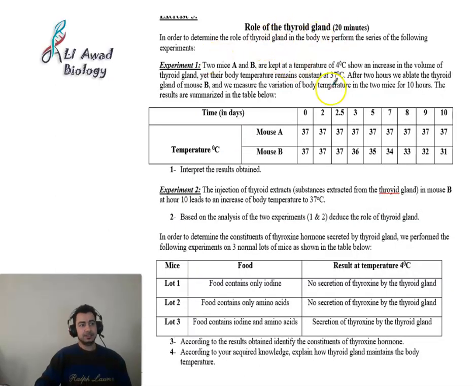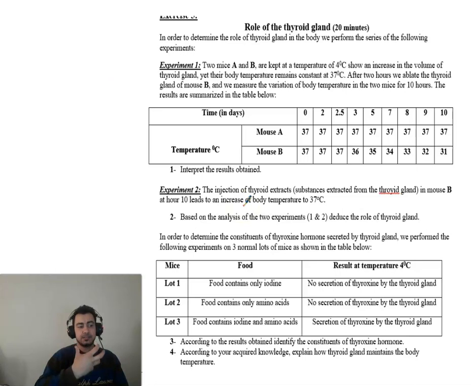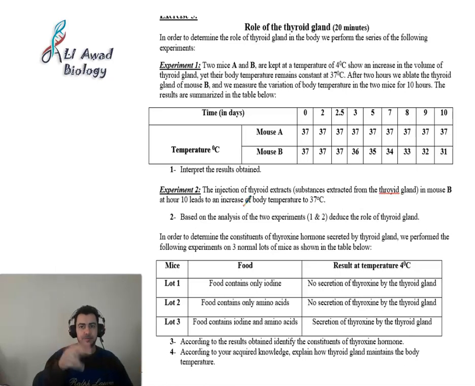Role of thyroid gland. In order to determine the role of the thyroid gland in the body, we performed a series of the following experiments. Experiment 1. Two mice A and B kept at a temperature of 4 degrees Celsius show an increase in the volume of thyroid gland. We put them in a room at 4 degrees Celsius. The thyroid gland starts to swell. Okay, why? Because it is working a lot in order to regulate the body temperature, since the thyroid gland in mammals tries to regulate body temperature. Yet the body temperature remains constant at 37.